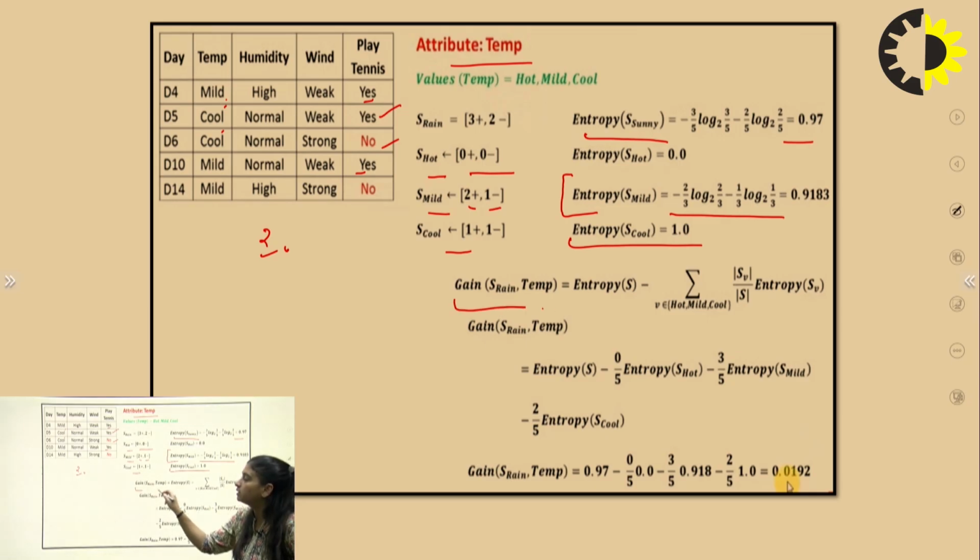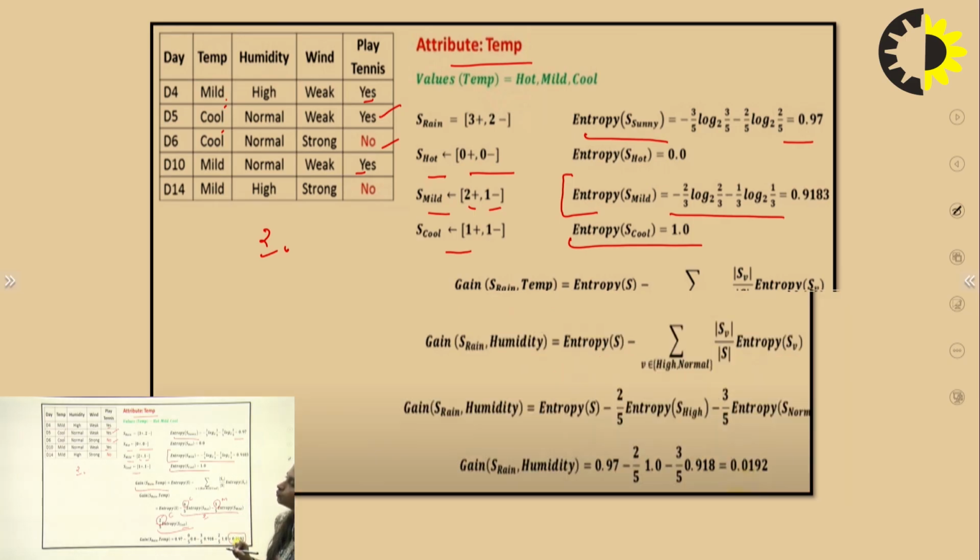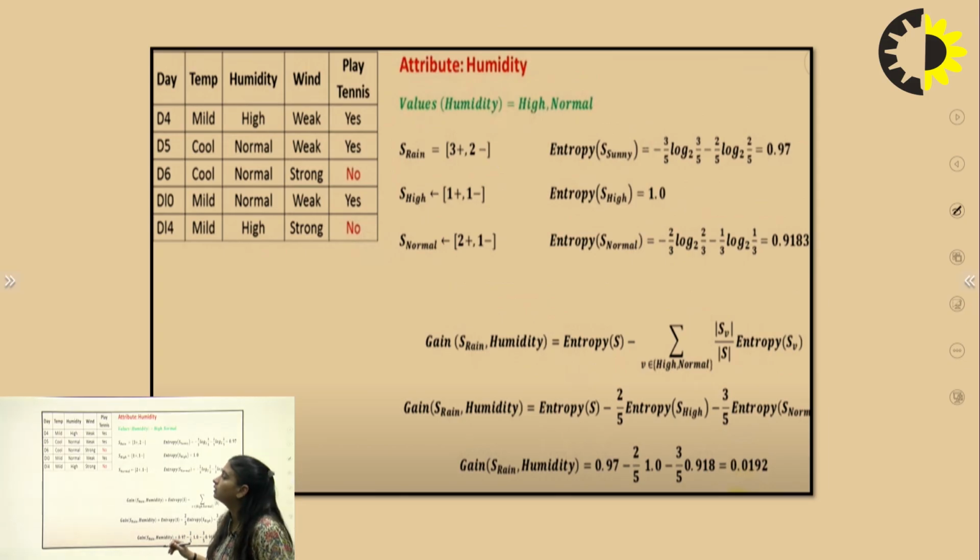Again, you will apply the gain formula. We have two values here, hot and mild, and we have cool also, but its value is 2, its value is 3. And hot is 0. So all the three values we will write, like this is for hot, this is for mild, and this is for cool. So after calculation, you get 0.0192.